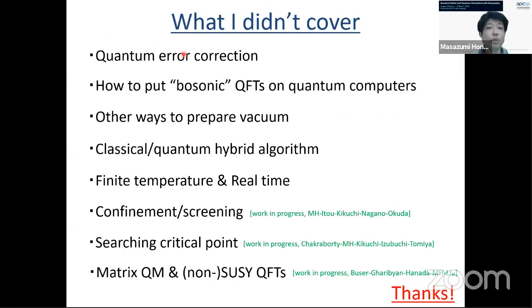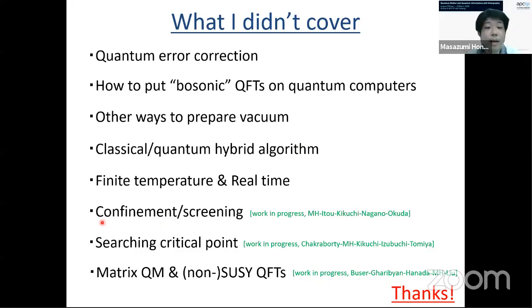And here is a list of what I didn't cover. First, I didn't cover quantum error correction. And I did not explain how to put bosonic quantum field theory on a quantum computer. And there are other ways to prepare a vacuum, like a variational method, but I skipped it. And there are also hybrid algorithms between classical and quantum algorithms. And there are also some algorithms to consider finite temperature and real time.